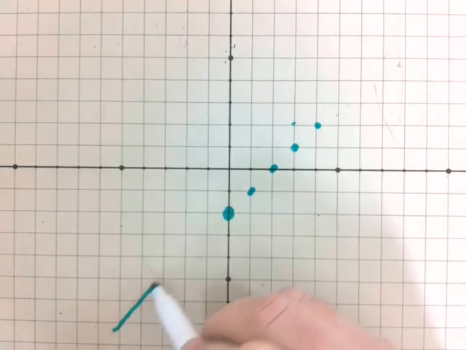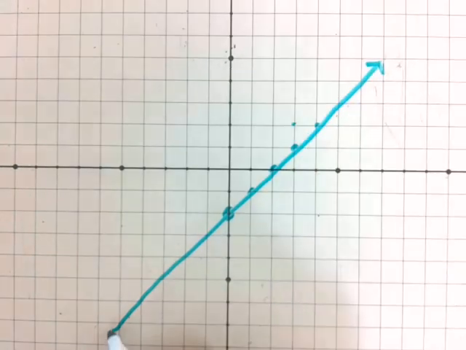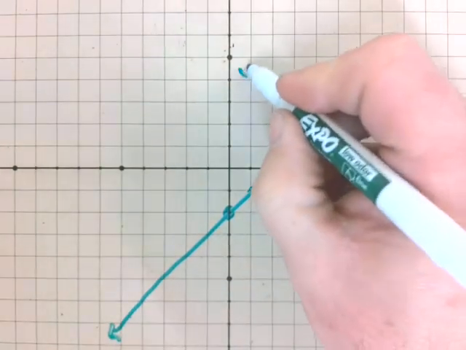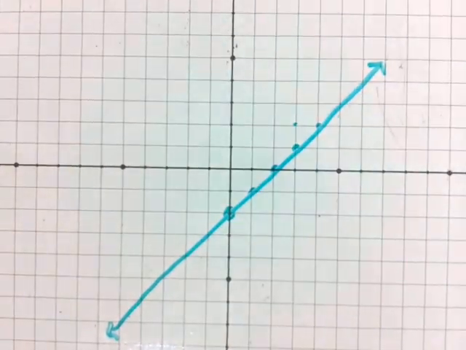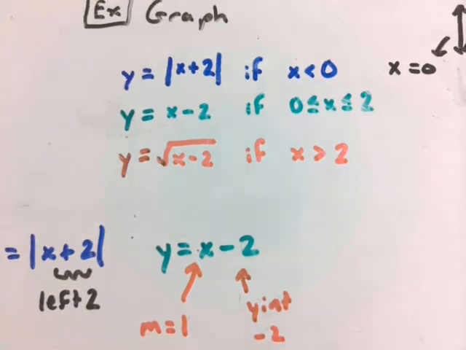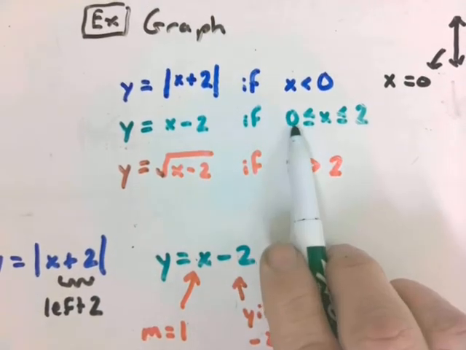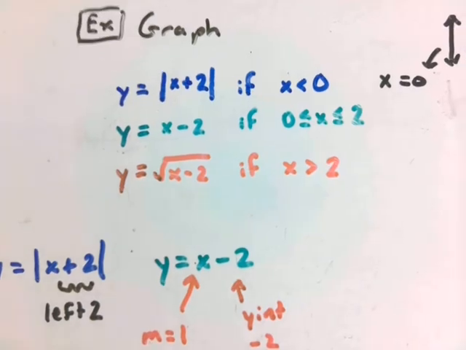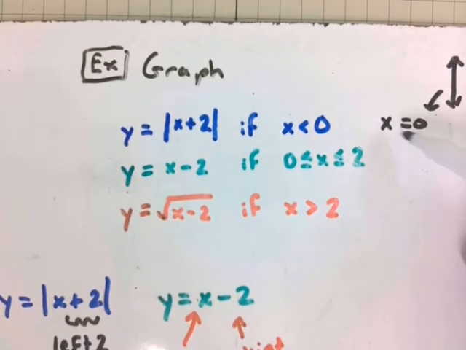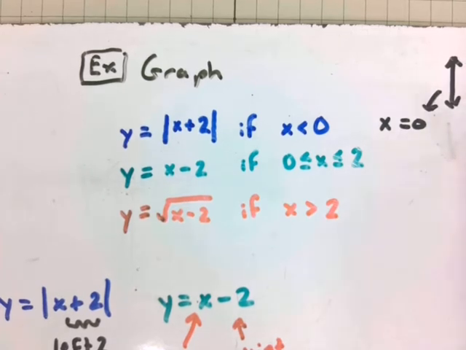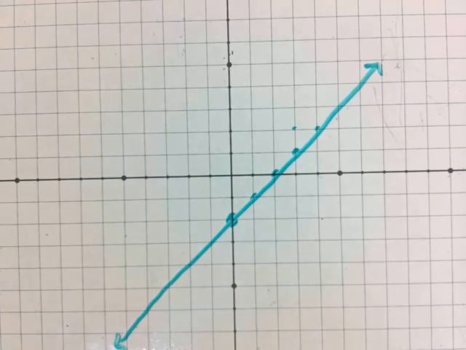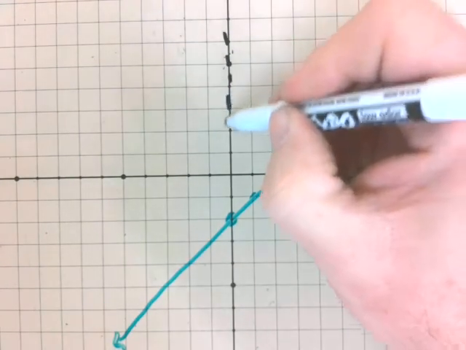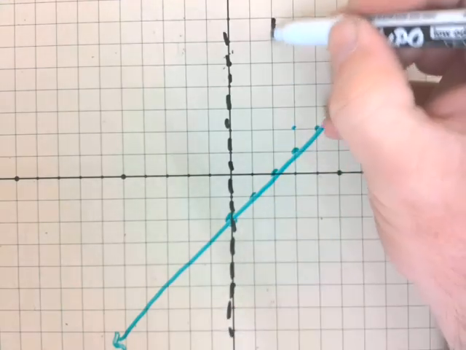And our line, if we graph the entire line forever and ever in both directions, the graph of the equation y equals x minus 2 would look like that. But for this problem, we don't want the entire line. We only want the line in between 0 and 2. So just like here we had x and 0, so I put in a vertical line at 0, here I have 0 and 2, so I'm going to put in 2 cut lines, one of them at 0, and one of them at 2.